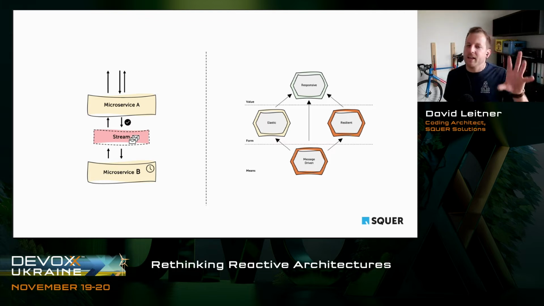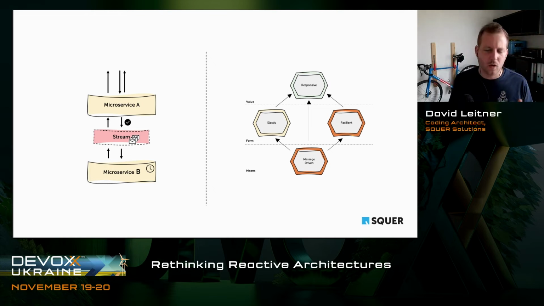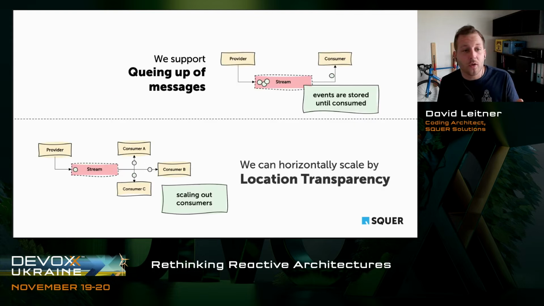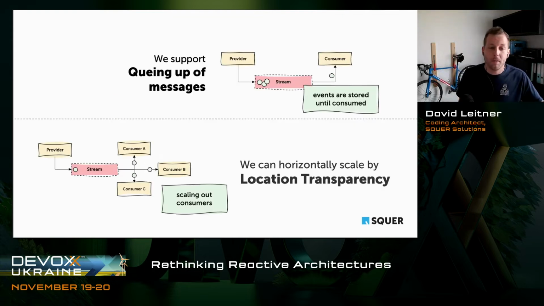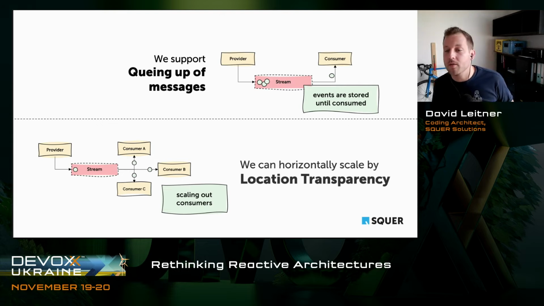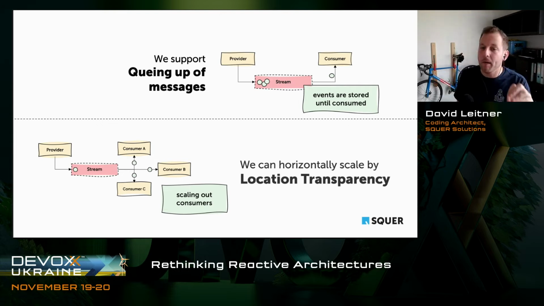And that's the idea. That's all the reactive manifesto. It's not magic. It's basically super low level and super simple, right? Go message driven and you get an elastic and resilient system, which leads to a responsive system. Because for two things, we support queuing up of messages. That's what I just showed you. And what I showed you before, basically we support location transparency. These are the two main ideas of the reactive manifesto.